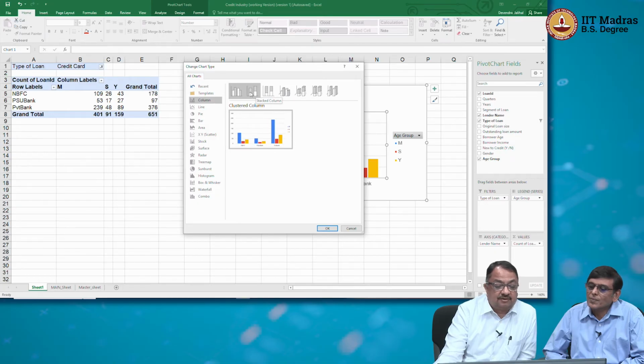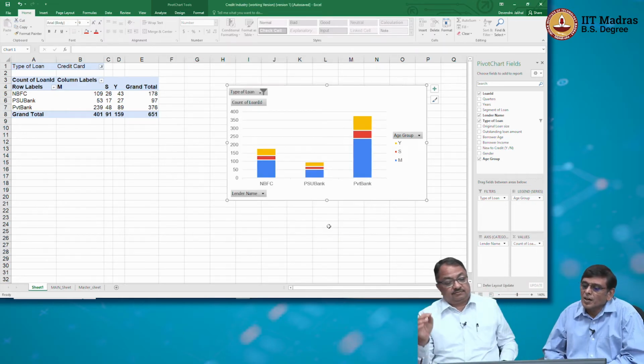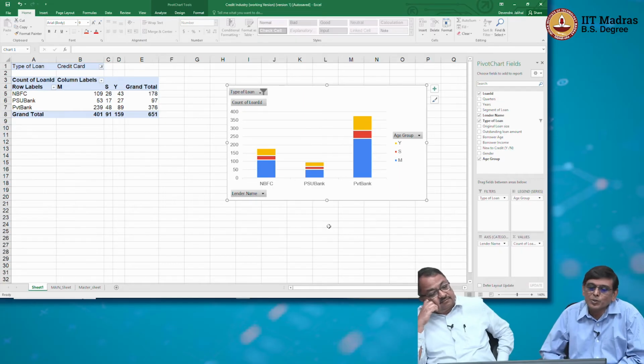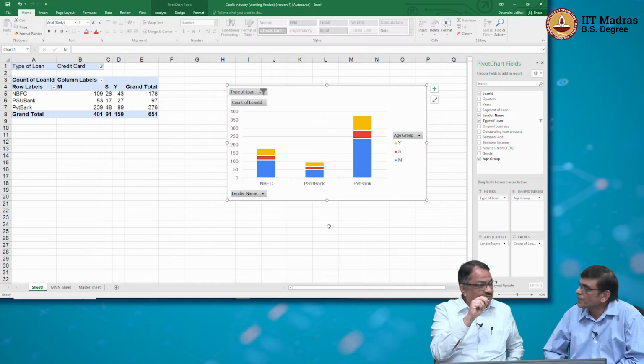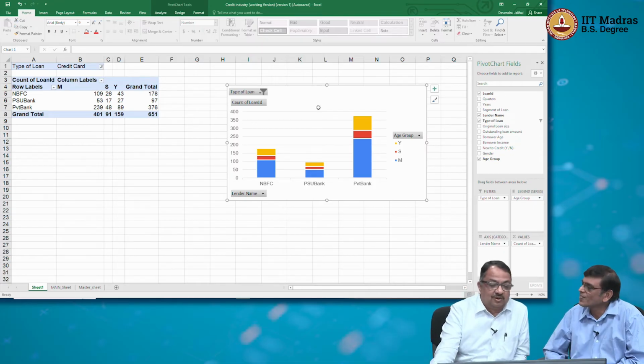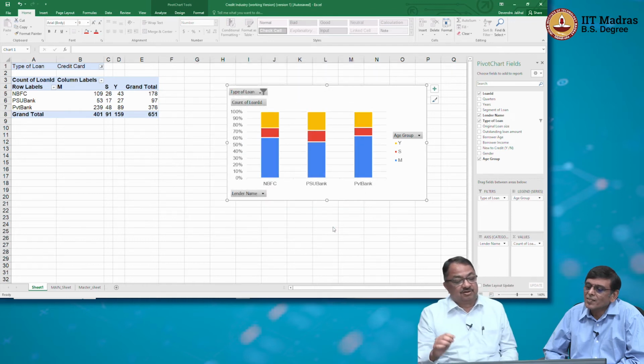This way or this way? Stacked without percentage, non-percentage. Yeah. Private bank is giving to? No, if you want to get a sense of where they are focusing, then it's better to look at it as percentage. I think this will give you a more intuitive feel.